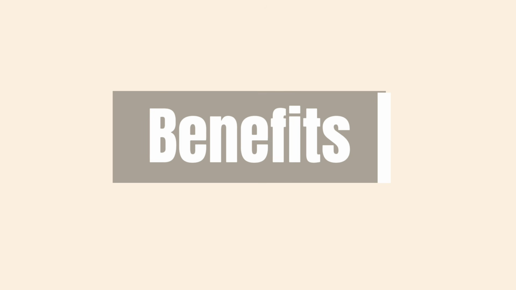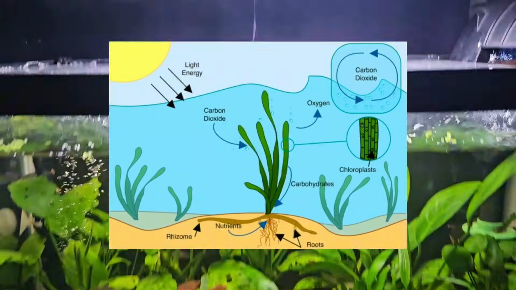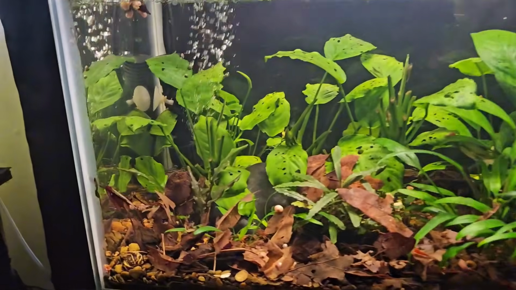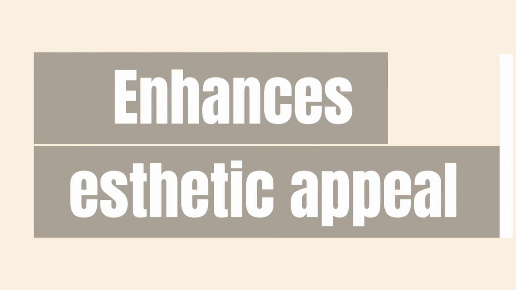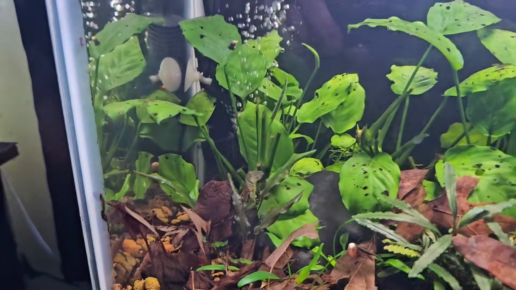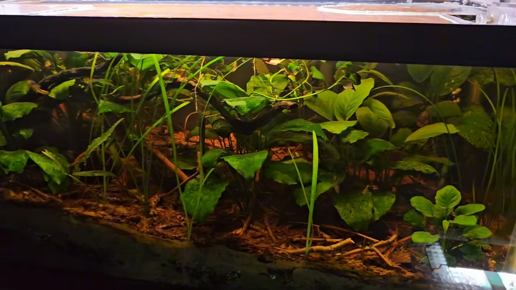Benefits. Planted plants produce oxygen through photosynthesis, which is essential for the health of fish and other aquatic life. They can enhance the aesthetic appeal. They offer a wide range of colors, shapes, and textures, allowing for the creation of visually stunning aquascapes.